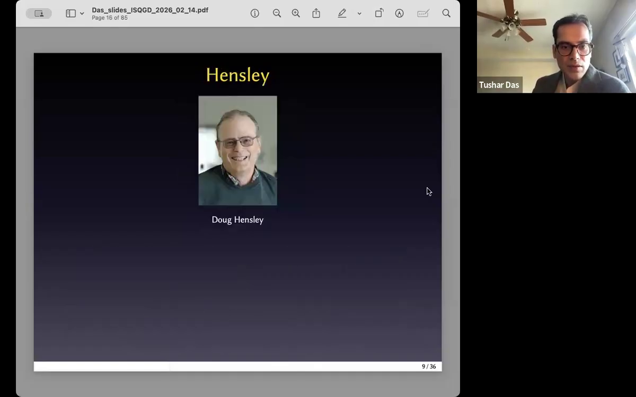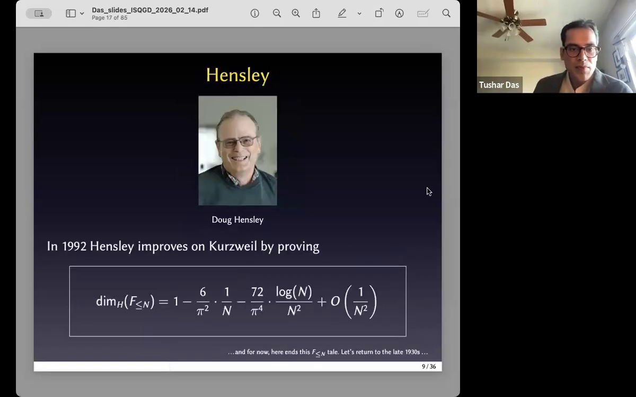Okay, but let's come back to one dimension. The next result after 1951 was in 1992, so several decades later, when Doug Hensley wrote a beautiful paper that gave the following asymptotic for the Hausdorff dimension of f less than or equal to n.